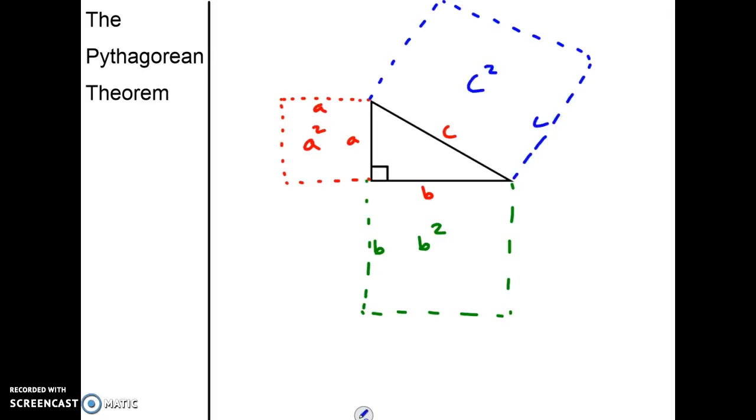What they found out was that the area of the two smaller squares is equal to the area of the larger square. So they came up with a mathematical equation which said A squared plus B squared equals C squared. And that is known as the Pythagorean theorem. And this form of the Pythagorean theorem is used best when you need to solve for the hypotenuse.